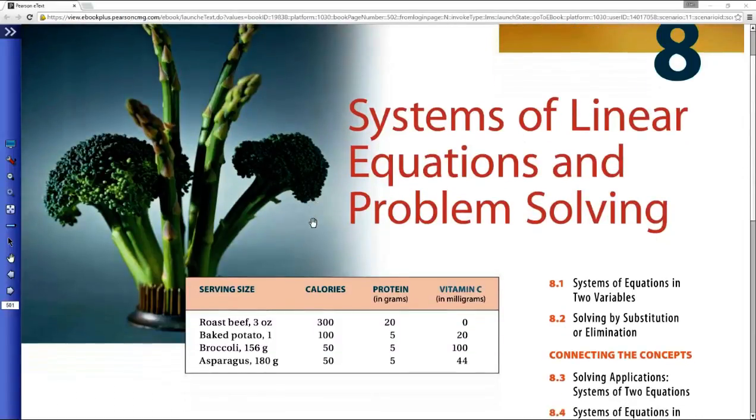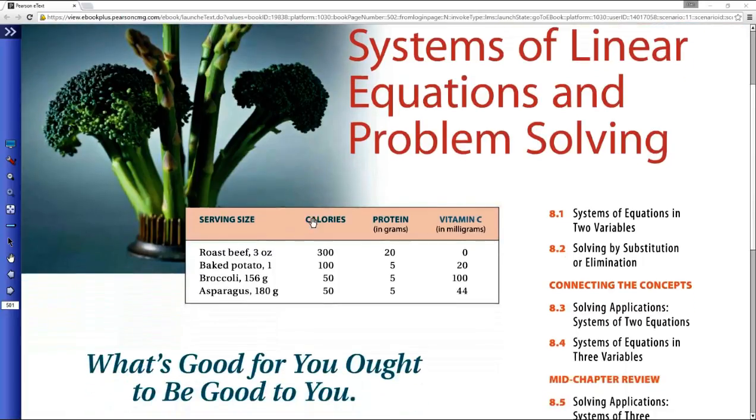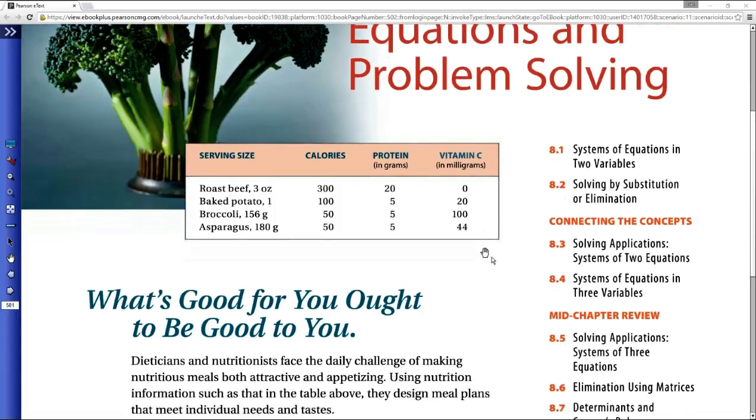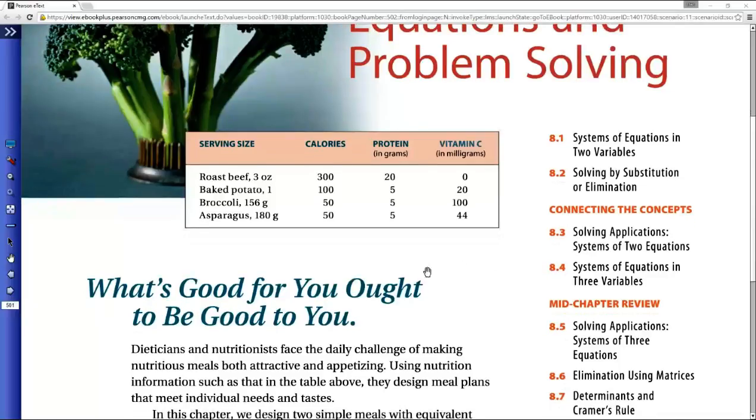Section 1, we're going to talk about systems of two variables, solving by substitution in section 2. And then we're going to connect some concepts where we're solving applications that have systems in them. This is probably one place in algebra where we finally get to a point where we can take a more complex real-world situation and apply algebra and find solutions through that.